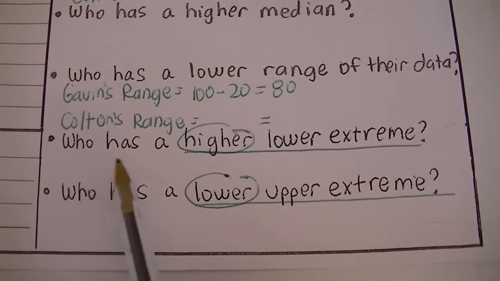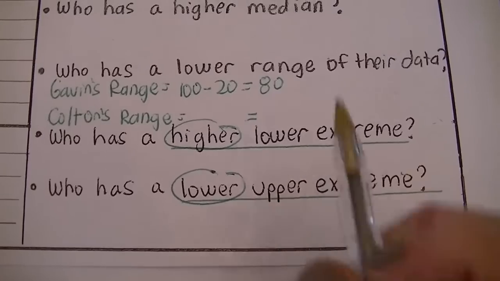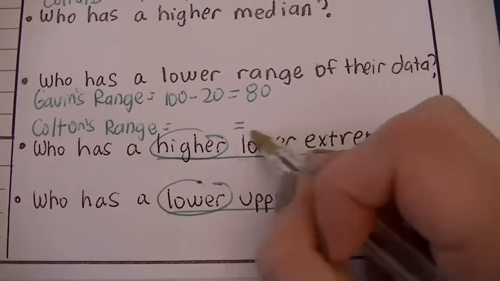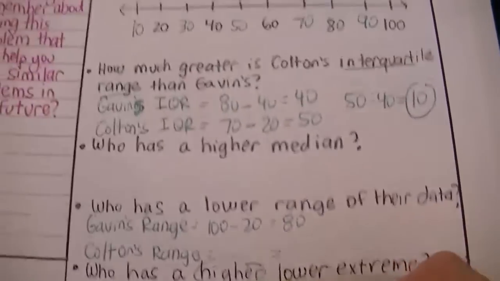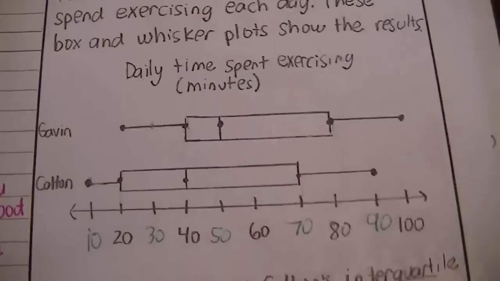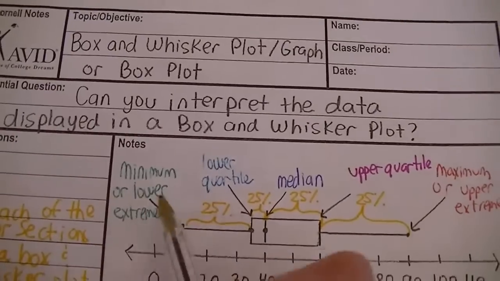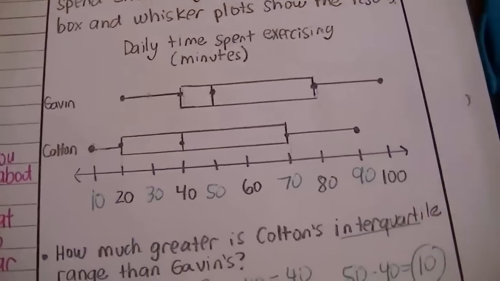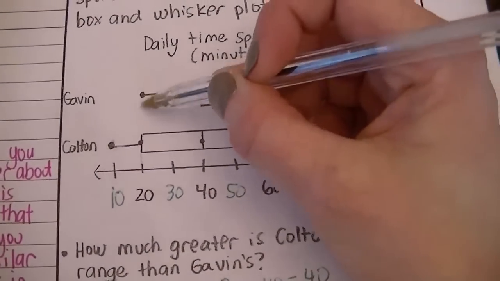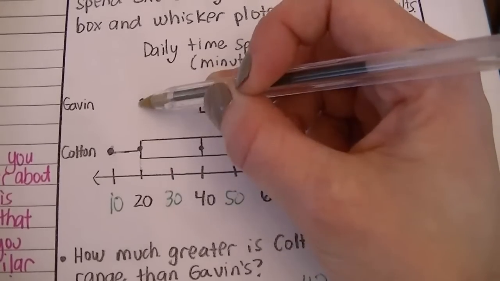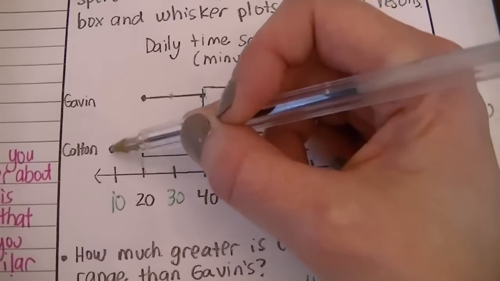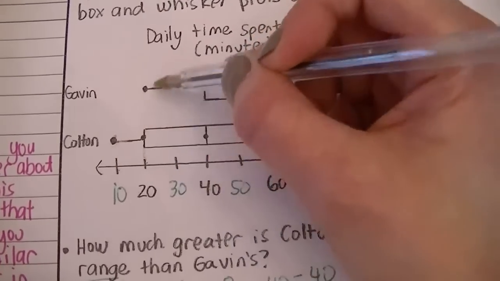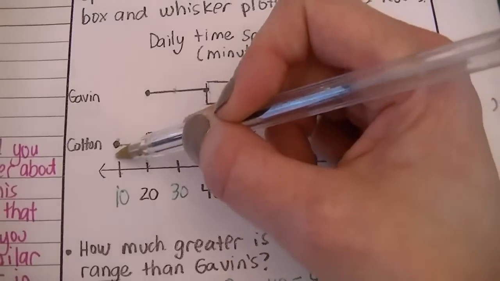Okay, the next question says, who has a higher lower extreme? So looking for a higher lower extreme. So I'm going to look at the box and whisker plots and just pinpoint the lower extremes. The lower extremes are also known as the minimum, and that would be right here. So for Gavin, his lower extreme is 20, because I'm just looking at the dot and then going straight down. Colton's lower extreme is 10. So the person with the higher lower extreme is Gavin, because his is higher than Colton's.